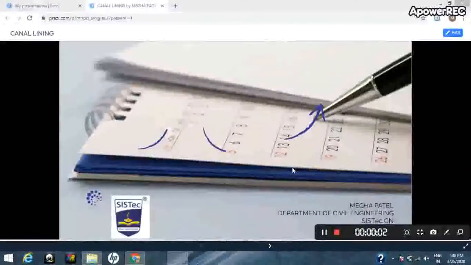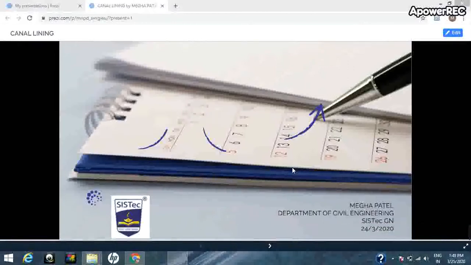Good morning, students. As we discussed in the last class about canal sections, I am here with the second topic of this unit, that is canal lining. I have prepared a small presentation for you all.